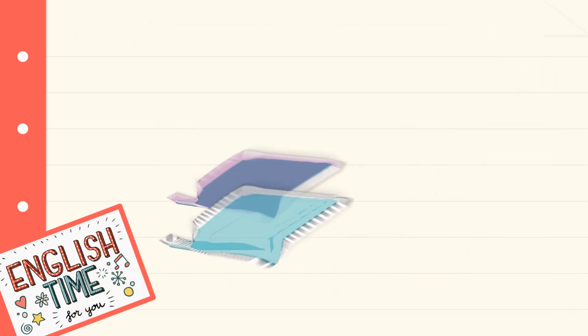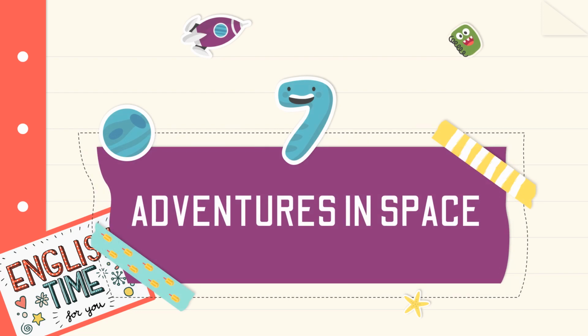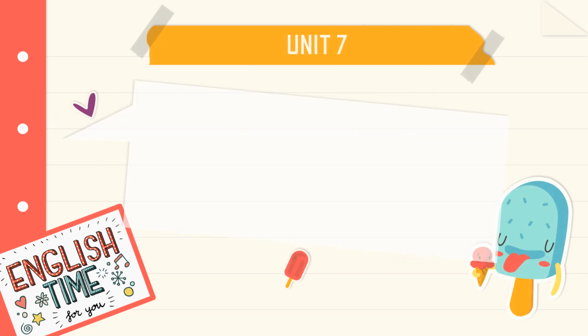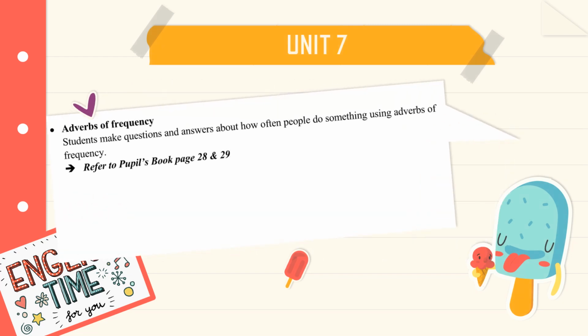7, guys. 7. Adventures in space. You learned about the first one, which is adverbs of frequency. Your job here is to make questions and answers about how often people do something using adverbs of frequency. What are adverbs of frequency? You can check your pupils book page 28 and 29. The second stop is synonyms and antonyms. You can check your pupils book page 26 or your workbook page 19 and 20.